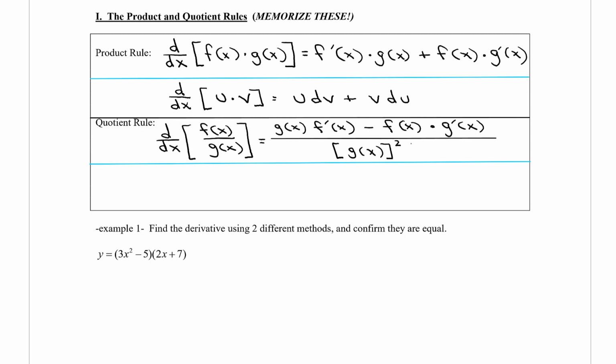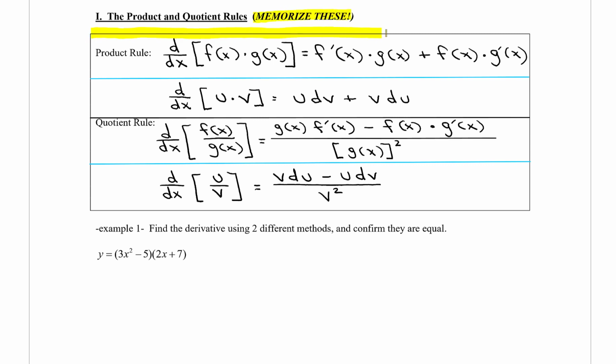And in the last partition for our rules, we're going to have the alternate form of the quotient rule, which is the derivative with respect to x of u divided by v is equal to, once again, a fraction. In the numerator, we're going to have v du minus u dv all over v squared. I'm going to highlight the words, memorize these, and highlight around the entire box that contains the product rules and the quotient rules that I wrote here.